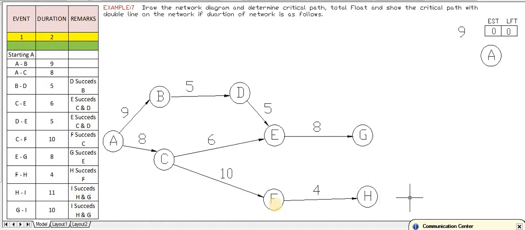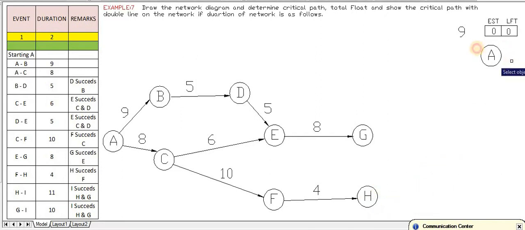H to I and G to I. That means I is the common point for H and also G. H to I and G to I. That means I is the common point for both the activities. And the remark says I succeeds H and G. That means I is the succeeding activity for G and H, so I is the common point.